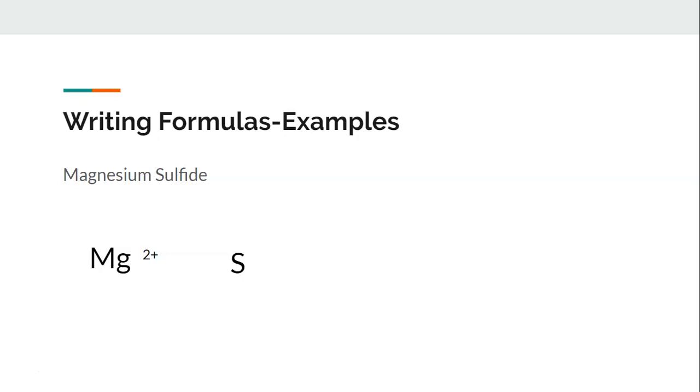Sulfur is going to take on 2 electrons. Because it has 6, it needs 2 more to get to 8. Remember, it's all about that magic number 8. It's going to take on 2. It's gained weight, so it's going to be 2 minus. So in this case, 2 and 2 is the same.